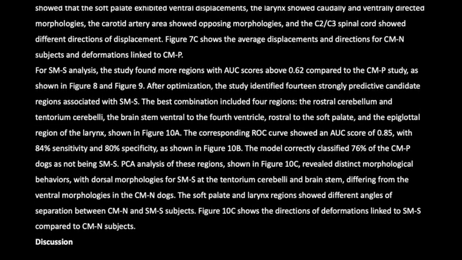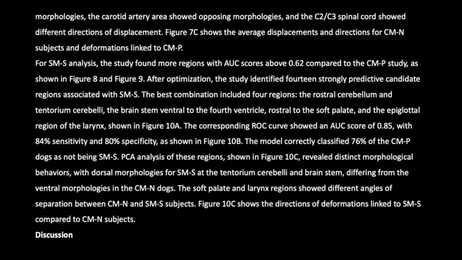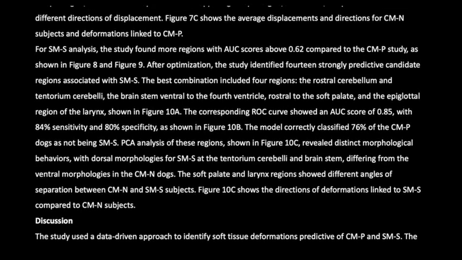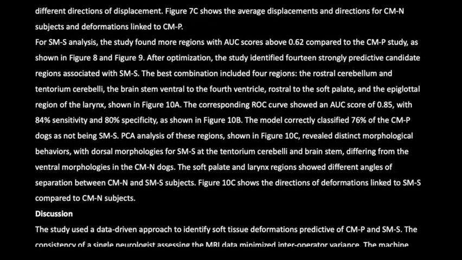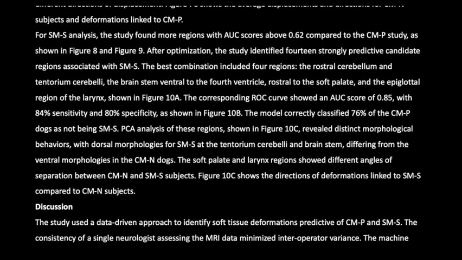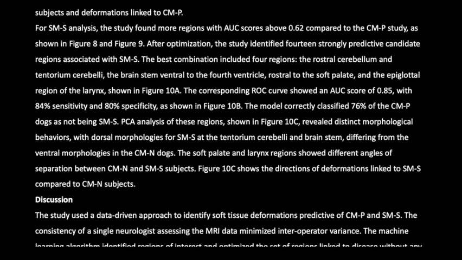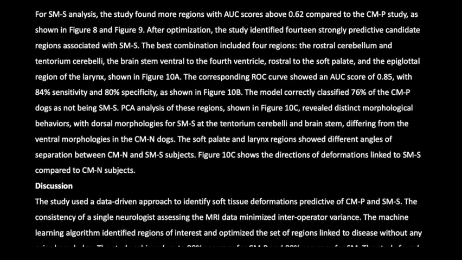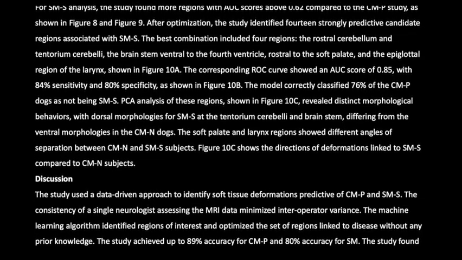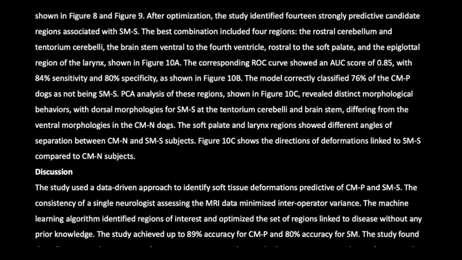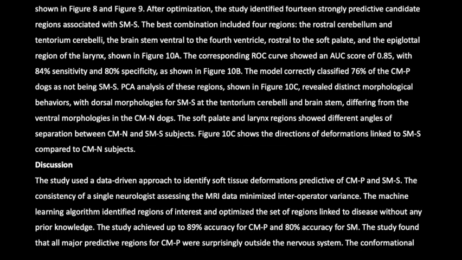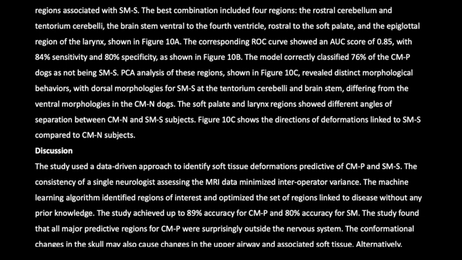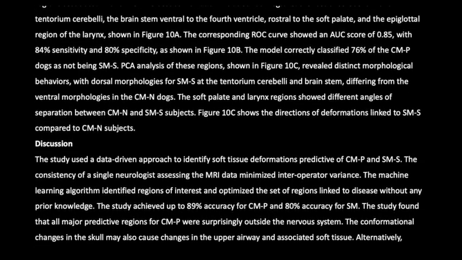The corresponding ROC curve showed an AUC score of 0.85, with 84% sensitivity and 80% specificity, as shown in Figure 10b. The model correctly classified 76% of the CMP dogs as not being SMS. PCA analysis of these regions, shown in Figure 10c, revealed distinct morphological behaviors, with dorsal morphologies for SMS at the tentorium cerebelli and brain stem, differing from the ventral morphologies in the CMN dogs. The soft palate and larynx regions showed different angles of separation between CMN and SMS subjects. Figure 10c shows the directions of deformations linked to SMS compared to CMN subjects.